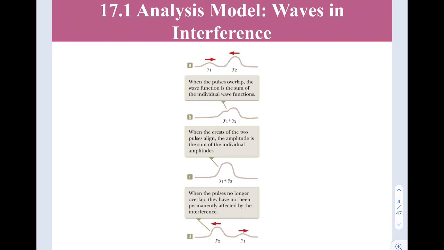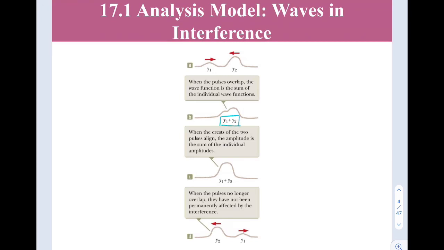Right, and the displacement of the element of the medium is in the positive y direction, both of them. And then when the pulses overlap, they're going to meet. Here is the process of the meeting, and then they're going to overlap. In figure part B, the wave function for the resulting complex wave is given by y1 plus y2. It means that here we have the combination of them in this process.